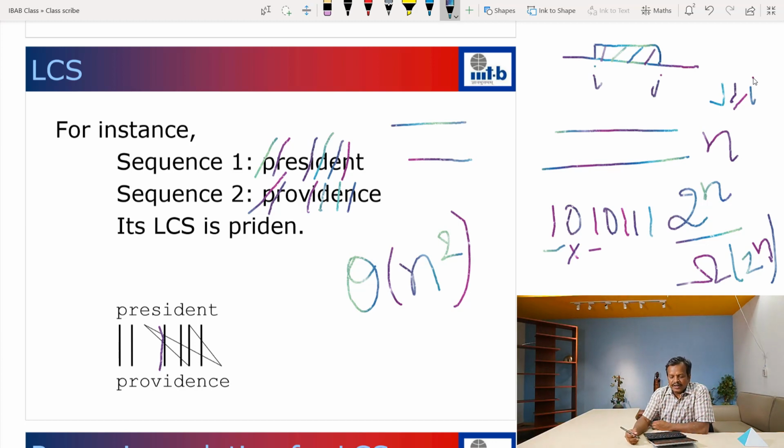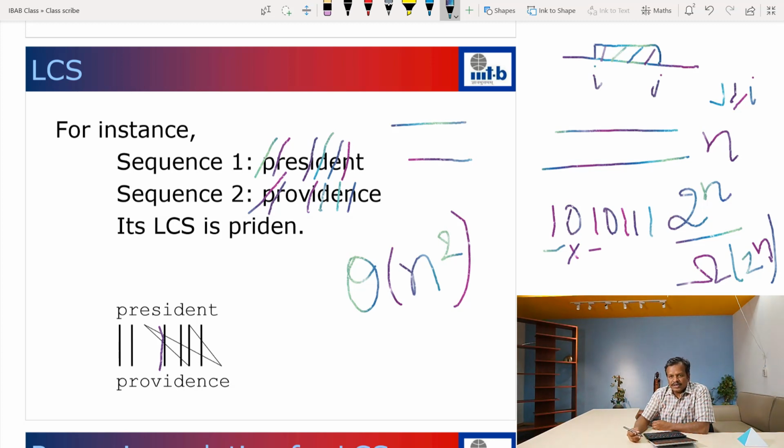So you can see that the number of substrings of a given string is only order n square, right? So given a string, there is only order n square number of substrings of the given string. So if I give you two strings, you can apply the brute force algorithm to compute all the substrings of the given string and then find the one which has the maximum length.